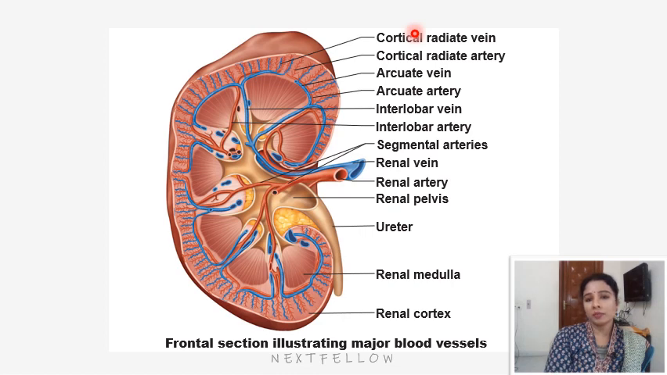And ligation of a segmental artery results in necrosis of the entire segment of that kidney. And supernumerary renal arteries: in 30% of individuals, accessory renal arteries are also found, and they commonly arise from the aorta, usually at the lower pole of the kidney. Near the lower pole there may be some accessory arteries which arise directly from the aorta. In 30% of individuals we may find these accessory arteries.